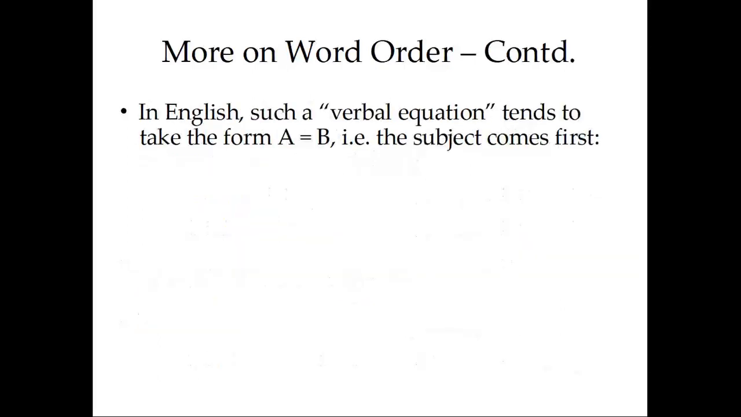In English, such a verbal equation tends to take the form A equals B. That is, the subject comes first. And this is the result of English being basically a subject-verb-object language. Word order is fairly inflexible. It's very important, and for that reason it's very inflexible. So, for instance, the speech is wise. We have our subject, A, equals our complement, B, wise.